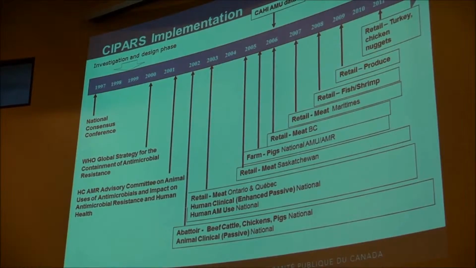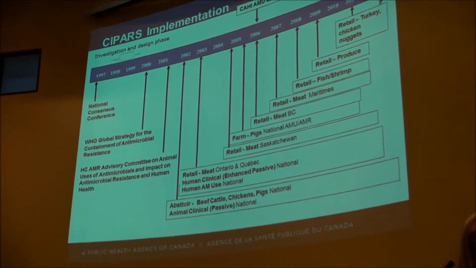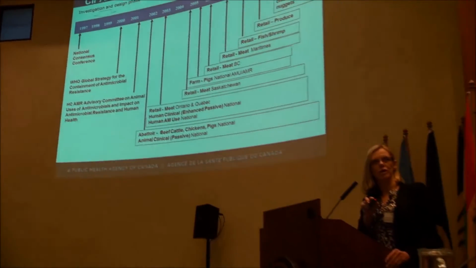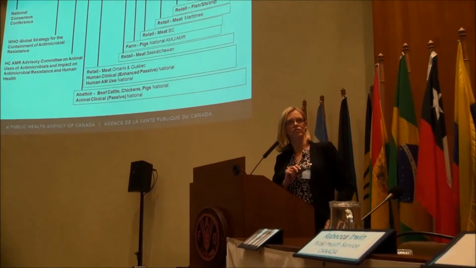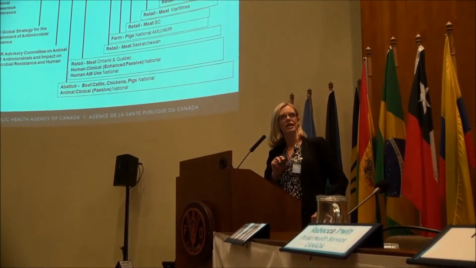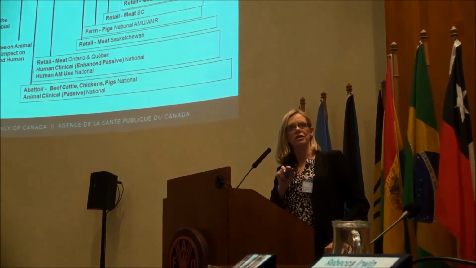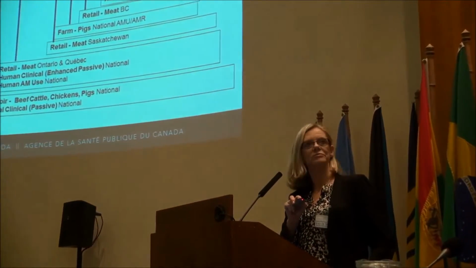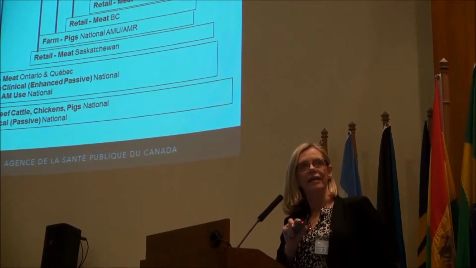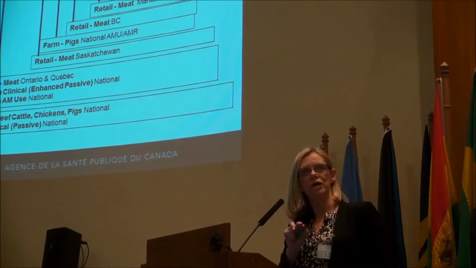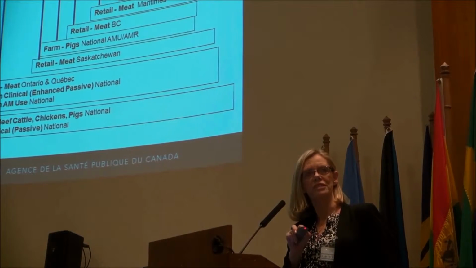Then we started in retail meat, only in the provinces of Ontario and Quebec, which are two of our most populated provinces, so the largest number of people live in those provinces. And then we started collecting human clinical salmonella isolates. So now we have human, retail meat, and abattoir. And then we expanded a little bit farther west to Saskatchewan, which is another province in Canada.